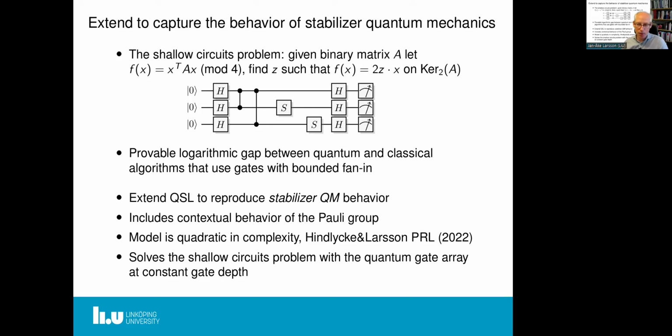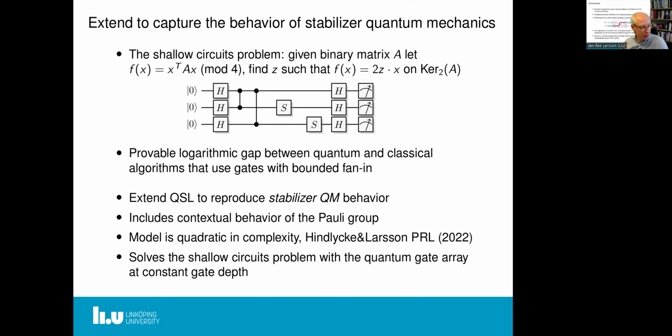And that particular model, it's not quite classical because it re-implements certain features of the quantum mechanical model. And those features that we managed to capture are enough to solve the shallow circuits problem with the same complexity as the quantum machine. The model that we produced is also quadratic in complexity, meaning that you can perform it in polynomial time.